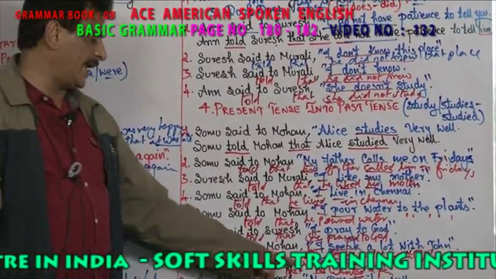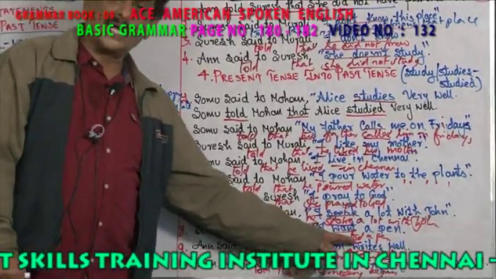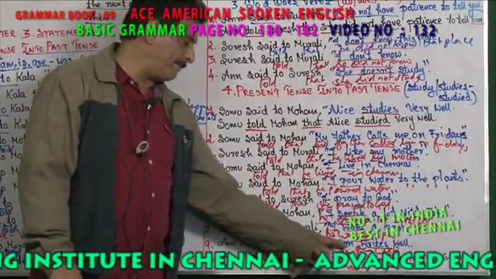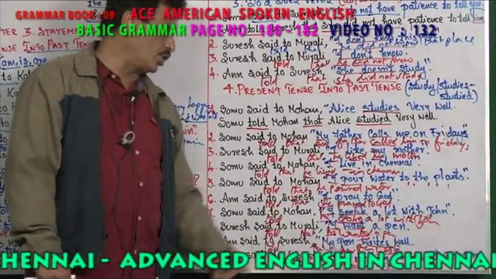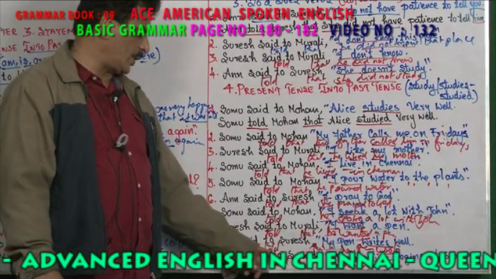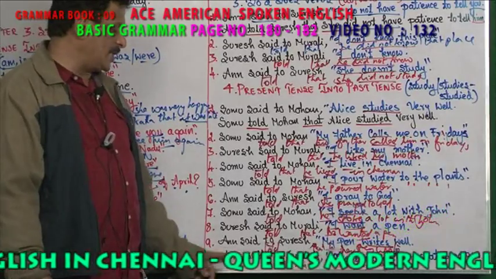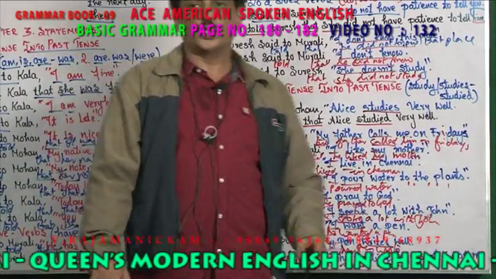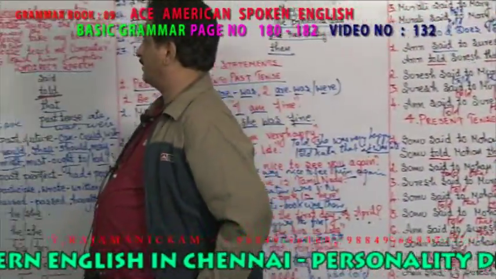Suresh said to Murali, I want a pen. Suresh told Murali that he wanted a pen என்று மாறிவிடுகிறது. Anu said to Suresh, my pen writes well. Anu told Suresh that her pen wrote well. Anu said to Suresh, the meeting begins at 6 p.m. Anu told Suresh that the meeting began at 6 p.m. So நிகழ்காலம் இறந்த காலமாக மாறிவிடுகிறது. So present tense past tense ஆக மாறிவிடுகிறது.